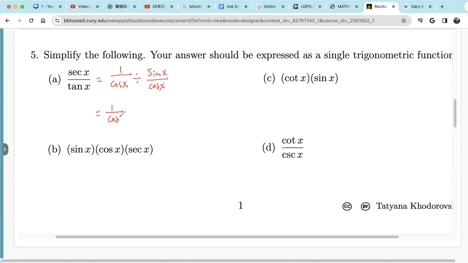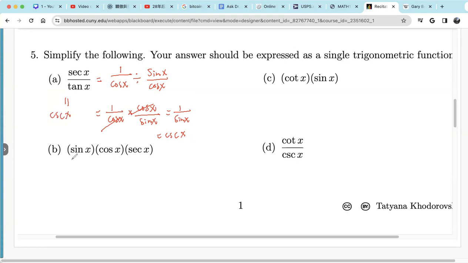Then divided by a fraction is multiplied by its inverse, right? Multiplicative inverse. That equals cosine over sine. Then we see cosine in the numerator, cosine in the denominator, they cancel each other. So we have 1 over sine. And we know 1 over sine is cosecant. So this is simplified to be cosecant.